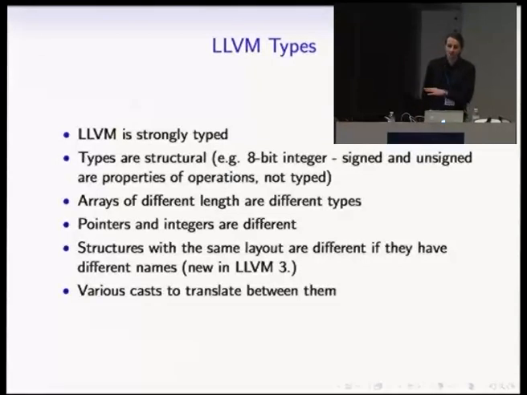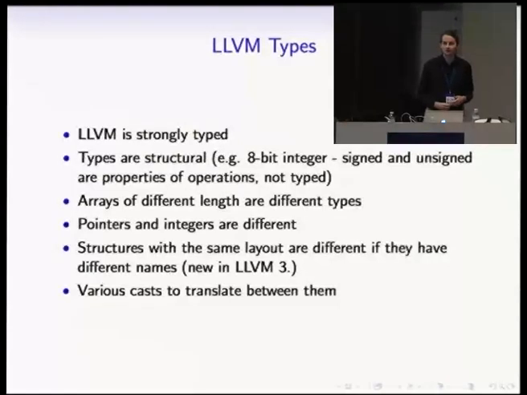Structures actually changed a bit with LLVM 3. Before LLVM 3, structures that had the same layout were the same. Now, structures that have different names but the same layout are taken to be different. But you also still have anonymous structures, which will just be merged together. And the reason for this change was to allow you to do strict aliasing analysis, which I guess most of you have written C and C++ code.